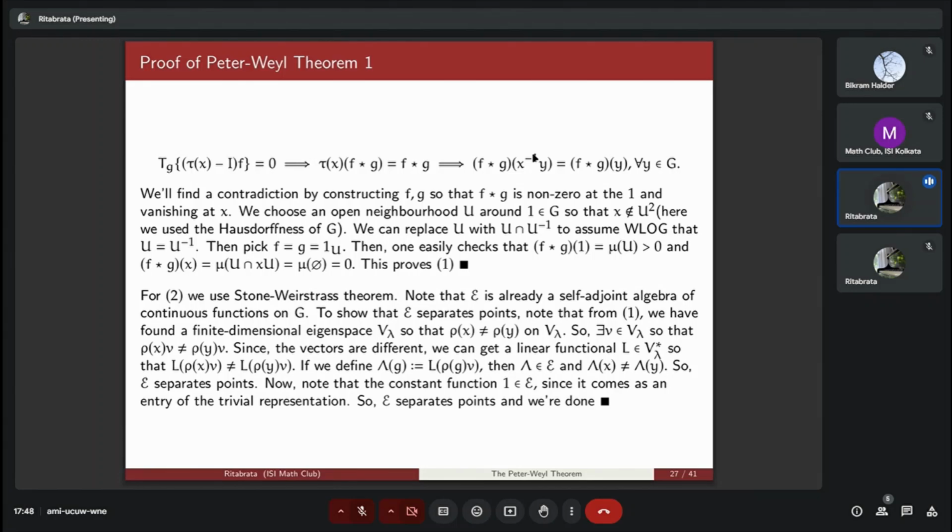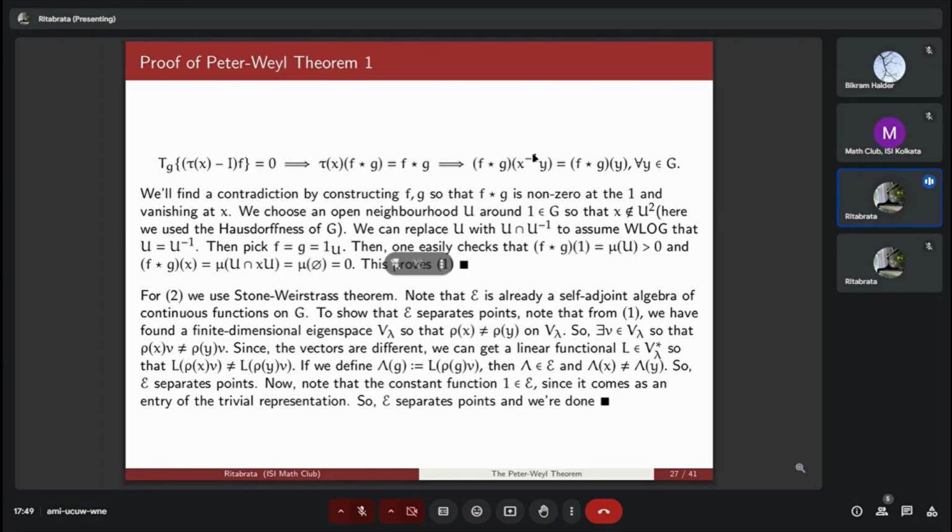We can replace U with U intersection U inverse, so without loss of generality assume that U equals U inverse. We're shrinking U to a smaller open set so that it becomes a symmetric neighborhood. This is a very common technique for topological groups in general, not just for compact groups. We can take our f and g to be the indicator functions on U. One can easily check that f star g takes the value mu of U at 1, and mu of U is positive because Haar measure is positive on every open set. We have proved it already before.